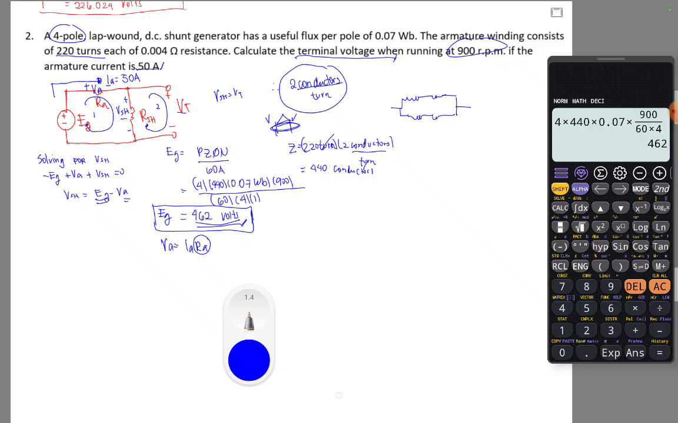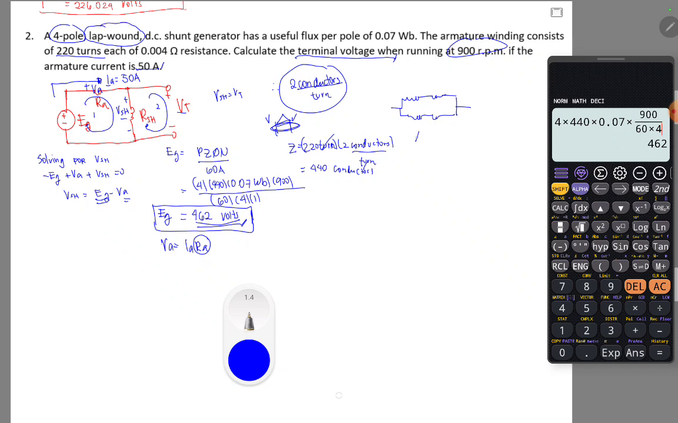But for our lap winding, we would consider the connection of the parallel paths based on how many poles and how many plex the generator armature resistance winding is. Okay, so from this, it is a lap wound.